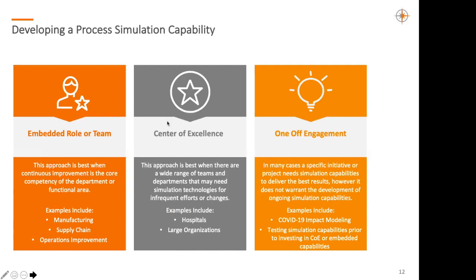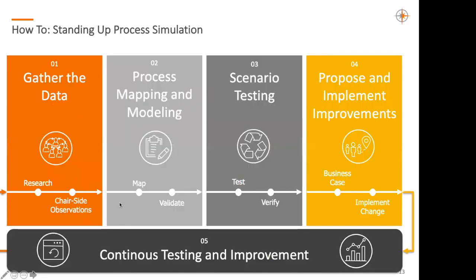So how do you actually stand up process simulation, or how does the process simulation process function? First step is to gather data. You're researching and doing chairside observations, gathering cycle times, throughputs, handoffs, and the processes that people and systems are going through on a day-to-day basis. You then map and model this data and these process flows into the technology and validate that with the teams you collected the data from.